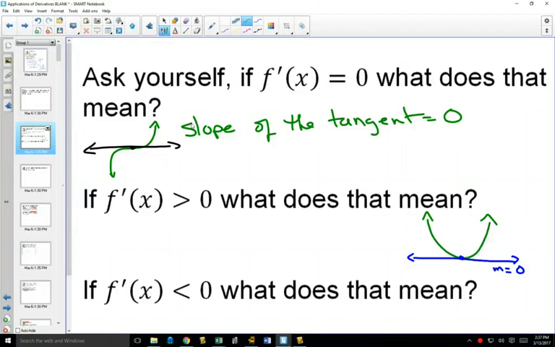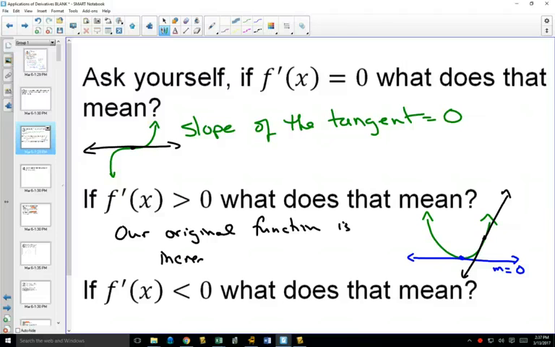Where could I draw a point on that parabola where the slope is positive? Anywhere to the right. So I'll do that. Anywhere to the right, it's positive. What does that mean for our function? It's wherever our original function is increasing. Notice that our parabola is going up. After it's equal to 0, everywhere to the right of that, our parabola is increasing. And everywhere to the right of that blue line, our tangents will always be positive.